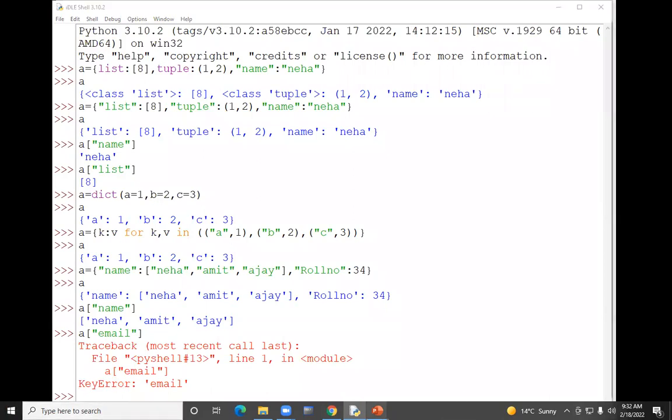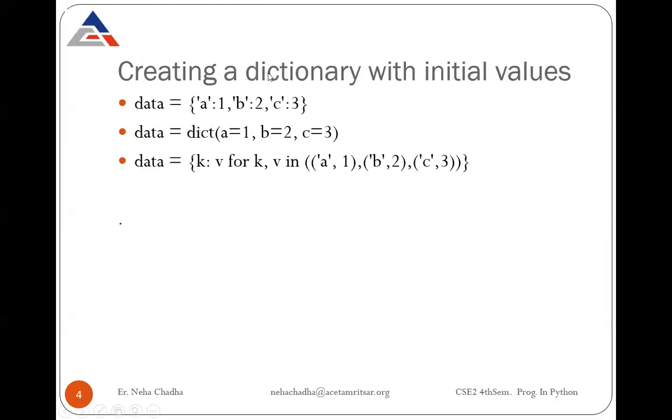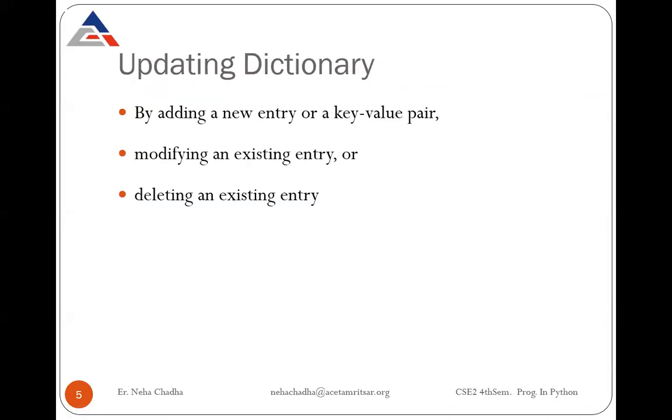Next, coming to these, these are the ways by which you can access your value, or you can create your dictionary with some initial values. Now coming to updating a dictionary, how you can update the content of your dictionary. It can be done in 3 ways.